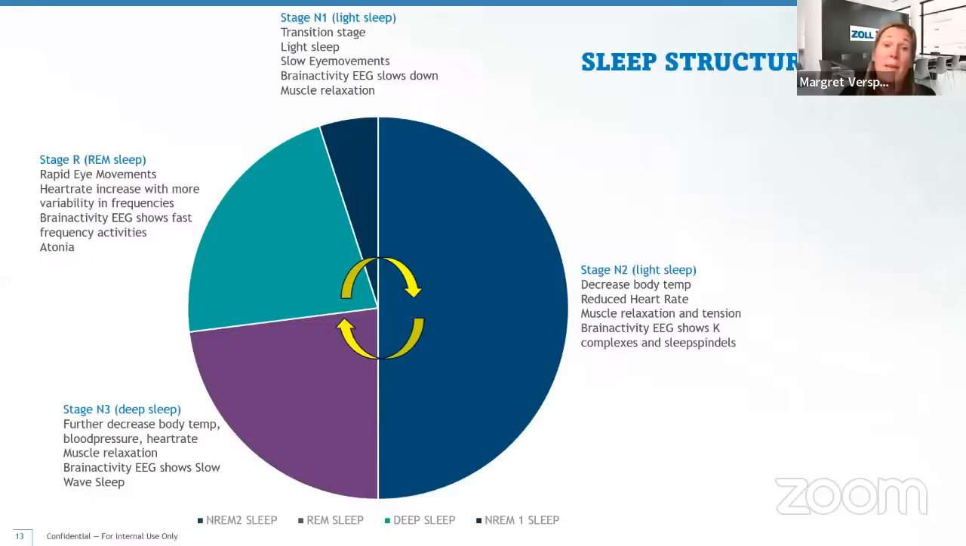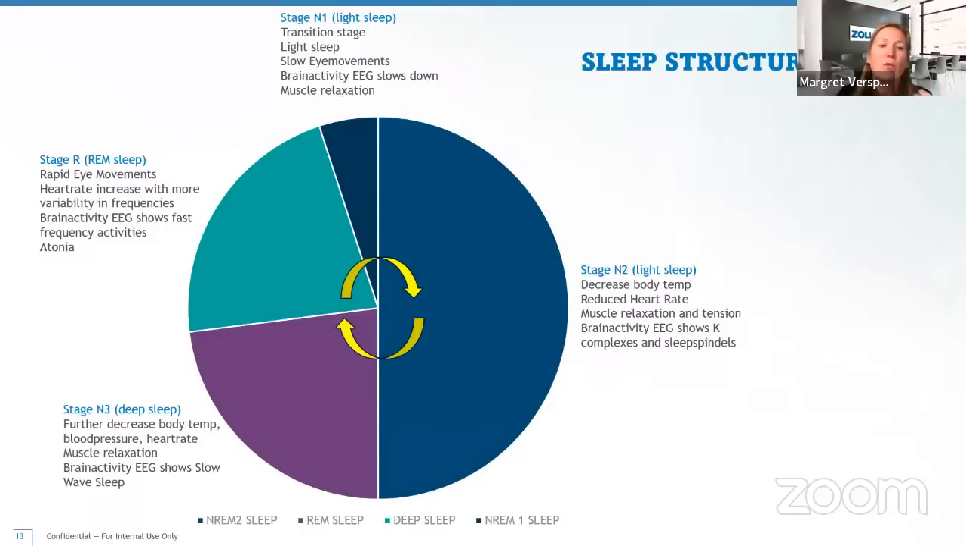Stage 2 is actually the biggest amount of your total sleep time. Stage 1 is only a small percentage. In stage 2, you are most of the time, about 50% of the night. Then from stage 2, you go to stage 3, and stage 3 is the deep sleep, like I already mentioned.